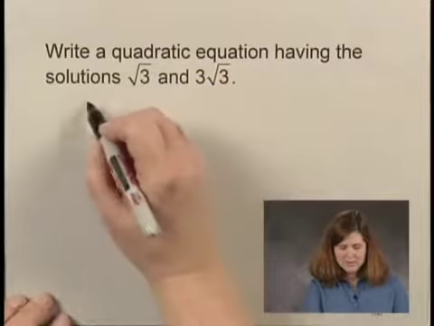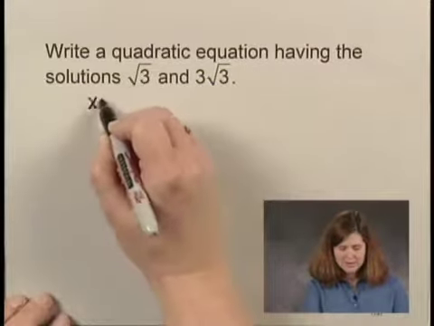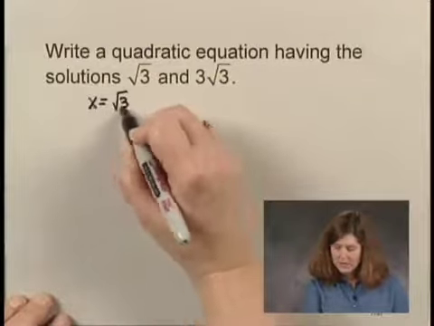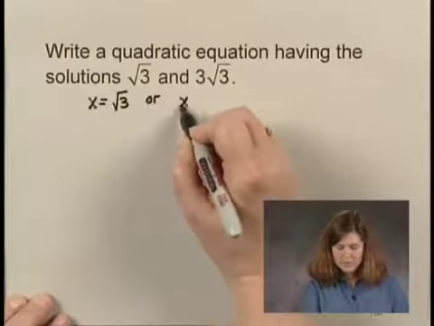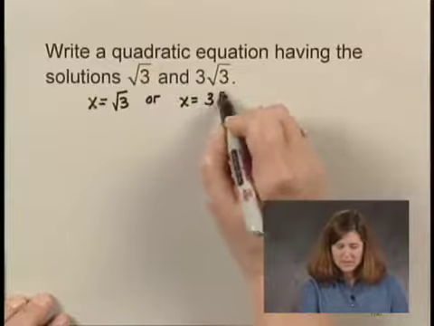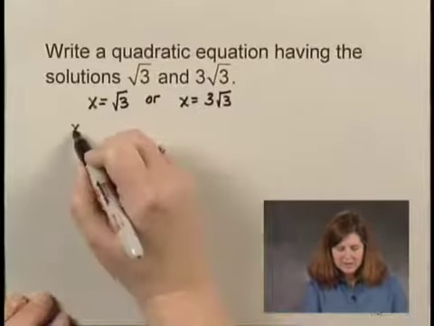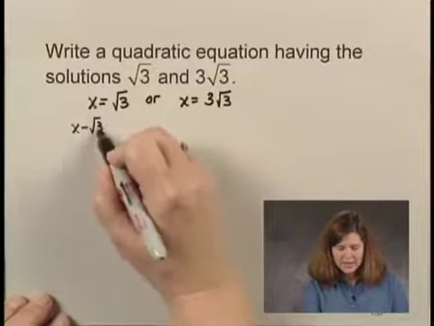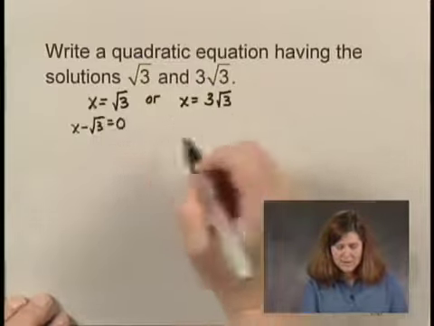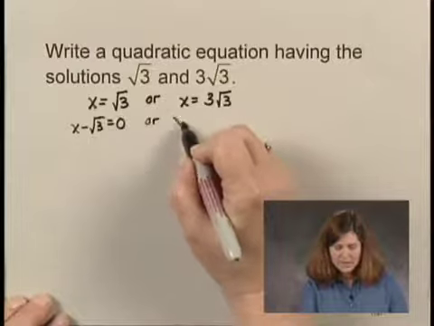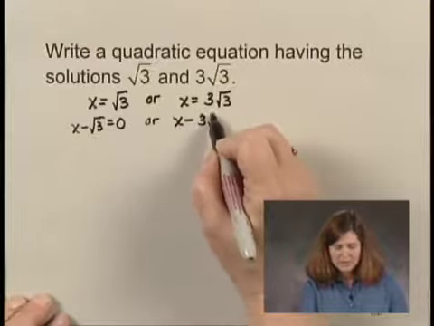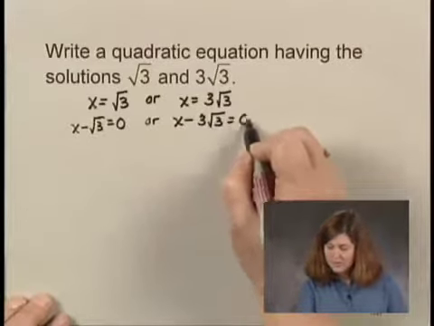If these are solutions, then x equals the square root of 3, or x equals 3 times the square root of 3. This means that x minus the square root of 3 has to equal 0, or x minus 3 times the square root of 3 equals 0.